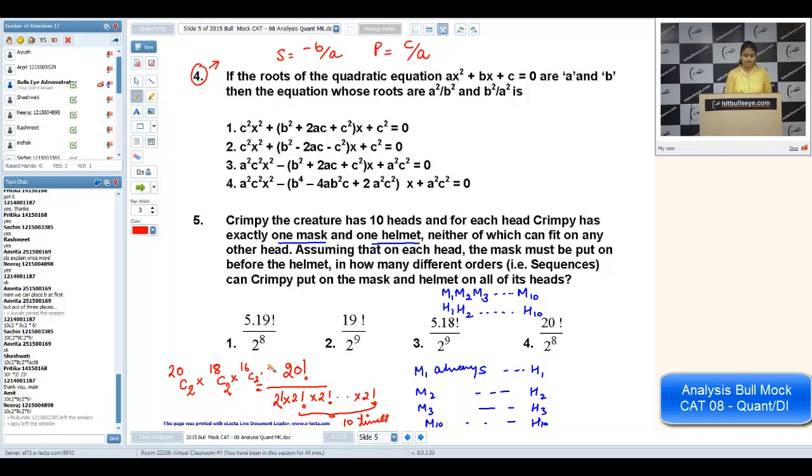So if we solve it, we will get 20 factorial divided by 2 raised to power 10. And if we solve it, we will get 20 into 9 factorial divided by 2 square into 2 raised to power 8. So it will be 5 into 19 factorial divided by 2 raised to power 8. This is the answer in this case.